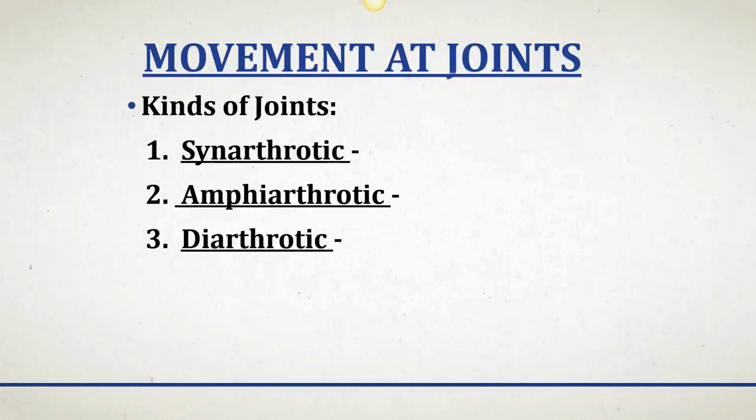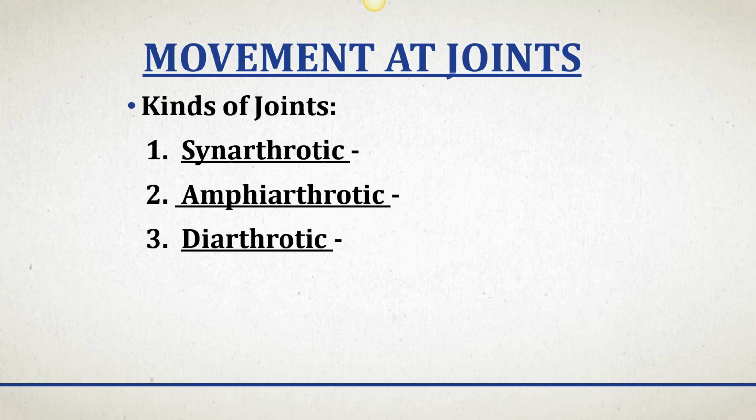So if we talk about the movement at the joints, we have synarthrotic, which is immovable, amphiarthrotic, which is semi-movable, and diarthrotic, which is freely movable. A synarthrotic joint would be the places where your skull bones come together. So you can't even slightly move the places where your skull bones come together.